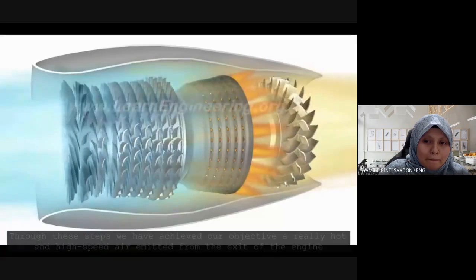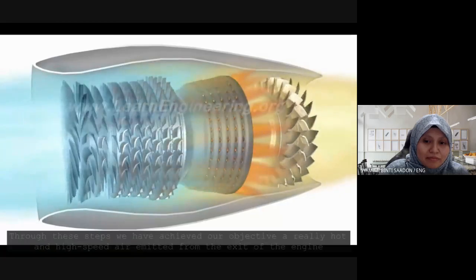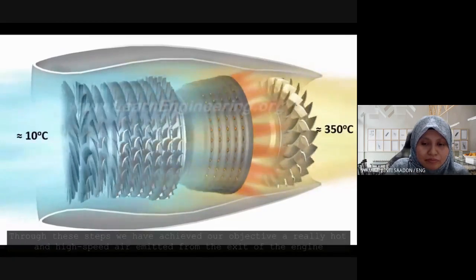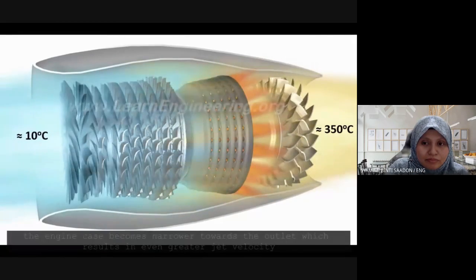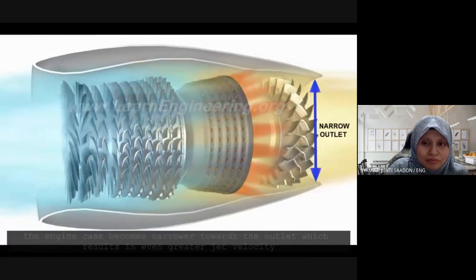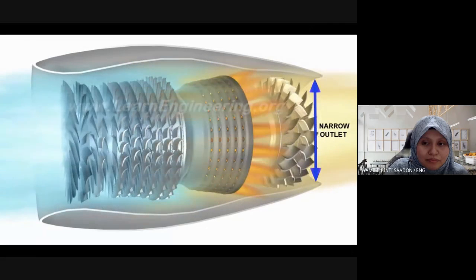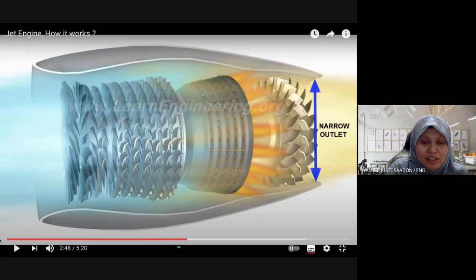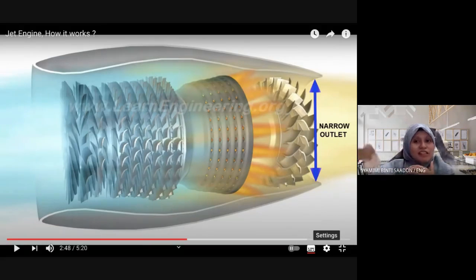We have achieved our objective, a really hot and high-speed air emitted from the exit of the engine. The engine case becomes narrower towards the outlet, which results in even greater jet velocity. Okay, so pressure energy drops at the end of the turbine, kinetic energy is high. When we mention kinetic energy here, it is not the rotation of the turbine.